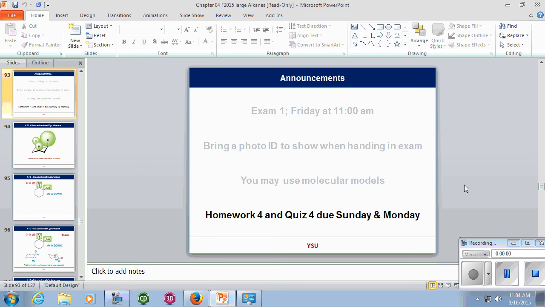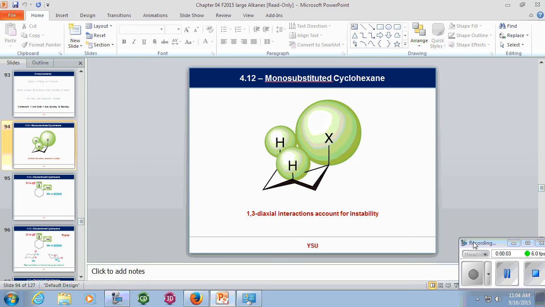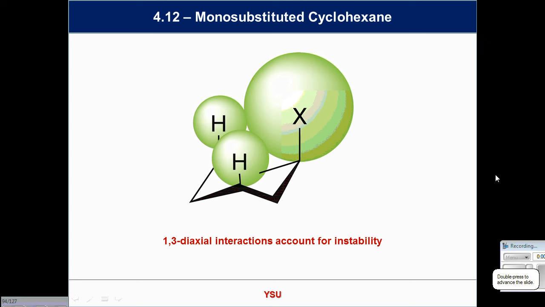To get onto today is to finish up this idea of cyclohexane. I will finish chapter 4 today. So the first exam is chapters 1 through 4, as it usually is. A lot of material, yes. Come and ask questions. I'm available this afternoon and tomorrow. Don't leave it to the last minute.